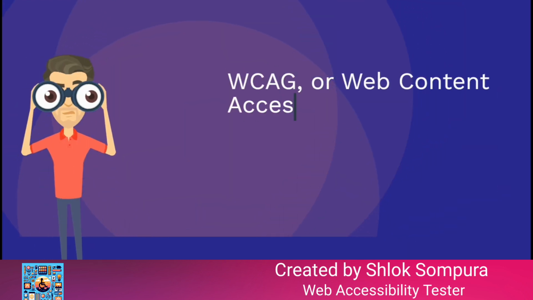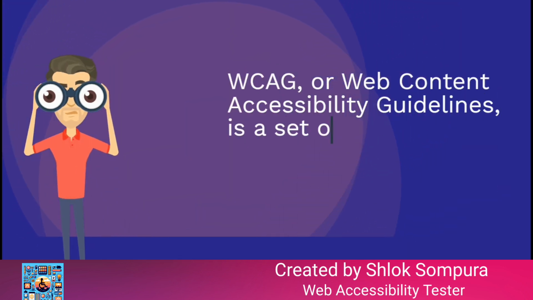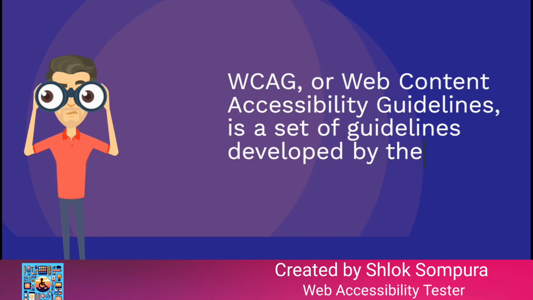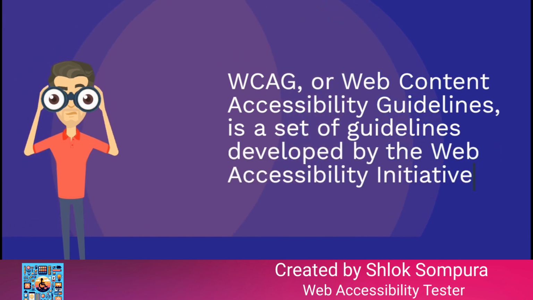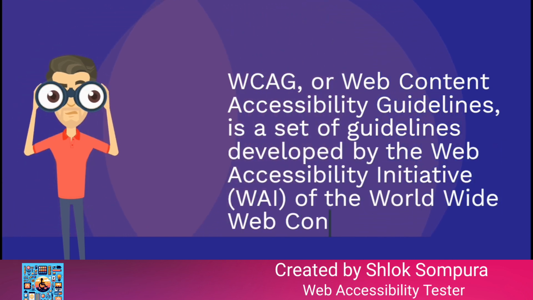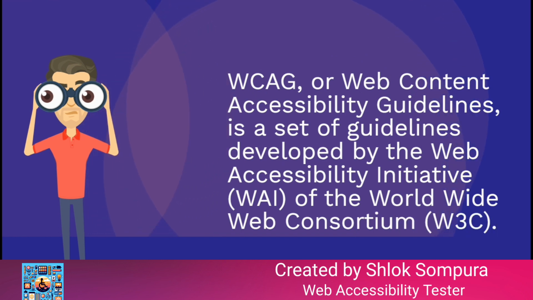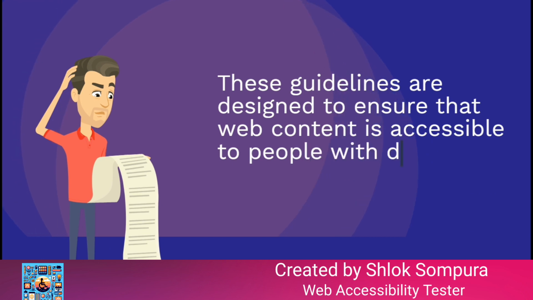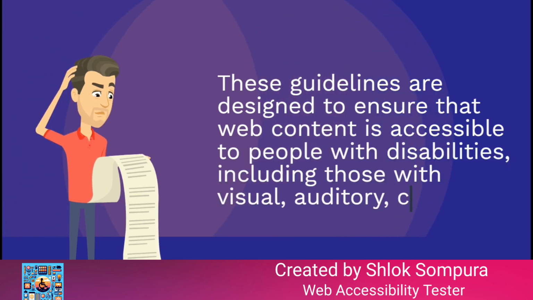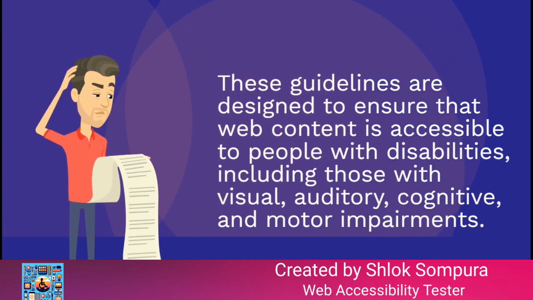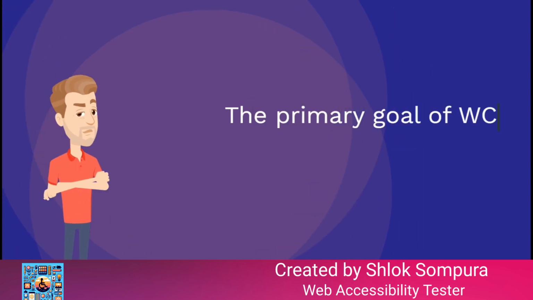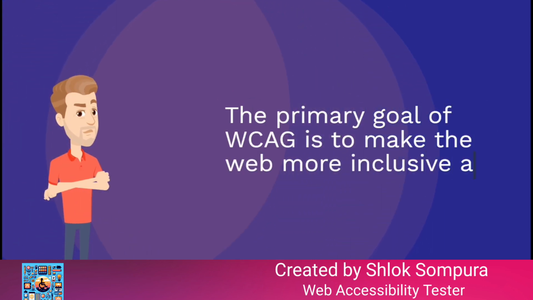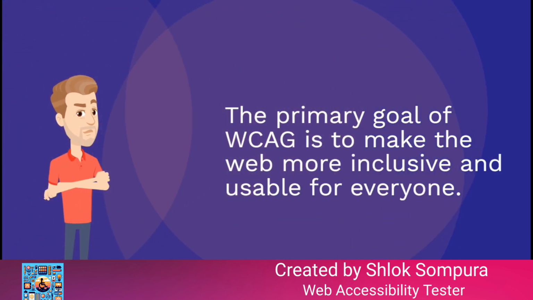WCAG, or Web Content Accessibility Guidelines, is a set of guidelines developed by the Web Accessibility Initiative, WAI, of the World Wide Web Consortium, W3C. These guidelines are designed to ensure that web content is accessible to people with disabilities, including those with visual, auditory, cognitive, and motor impairments. The primary goal of WCAG is to make the web more inclusive and usable for everyone.